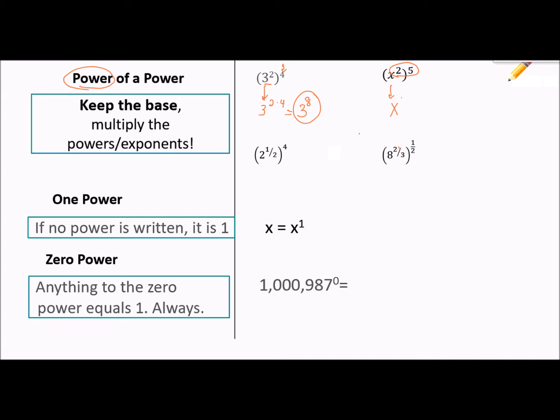One base, it's got two powers, a second one outside the parentheses. So the base stays the same. Multiply the two powers together, and it's x to the 10th.